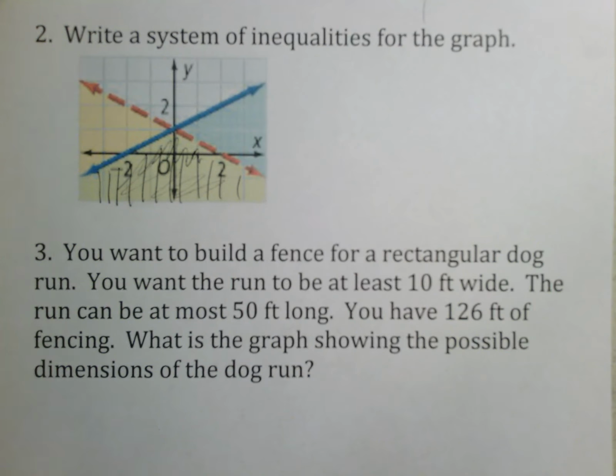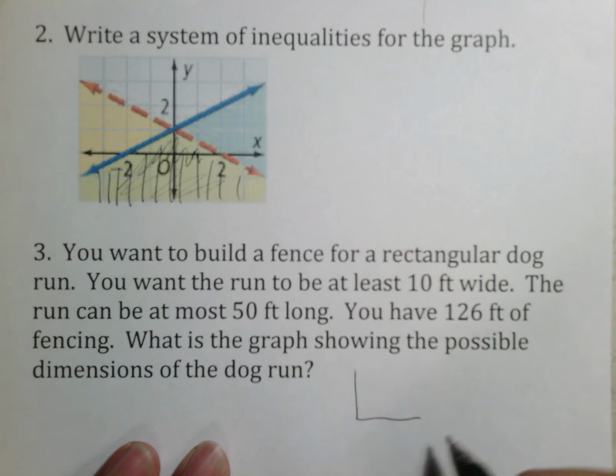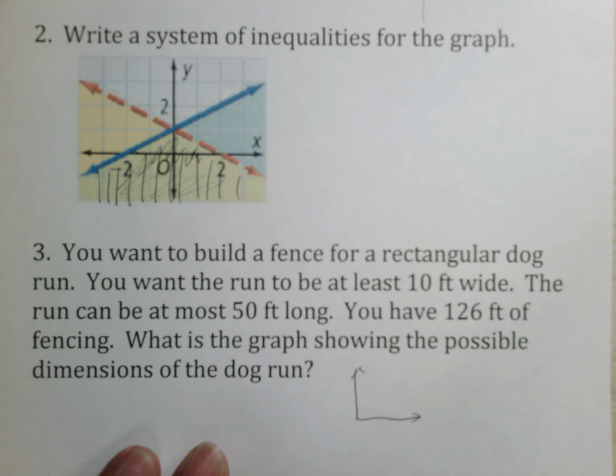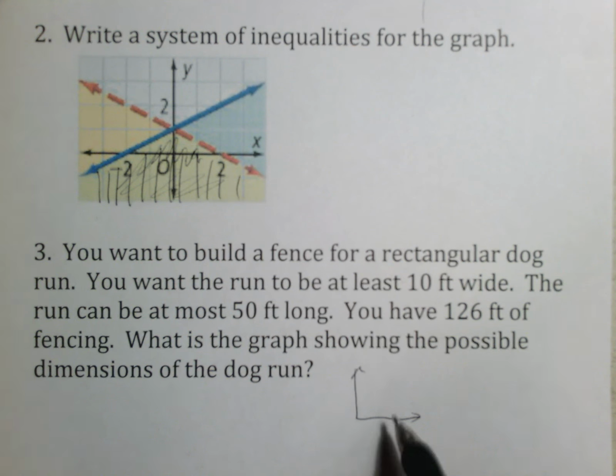You want to build a fence for a rectangular dog run. You want the run to be at least 10 feet wide. The run could be at most 50 feet long. You have 126 feet of fencing. What is the graph showing the possible dimensions of the dog run? So you're going to have to change your numbers a little bit on the parts there, but this graph should have an axis that kind of goes like this. Don't forget to label your axes like I did in my problem. Make sure you're telling me what you're counting by, so that I can see what's going on.